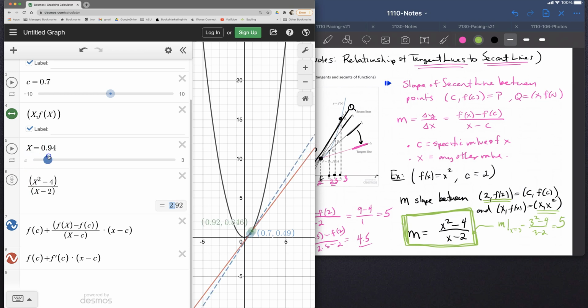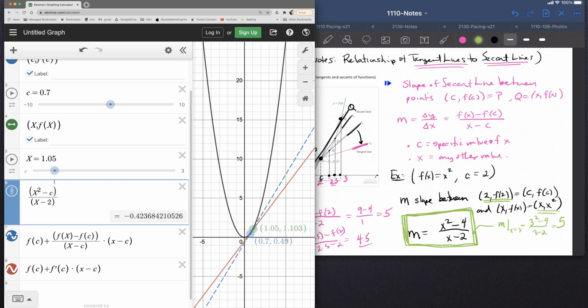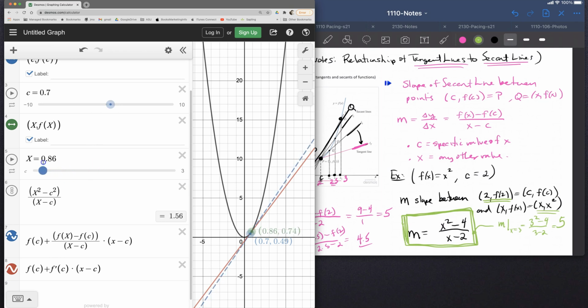Technically, if I want to do this for any value of c, I should call this c squared, and then put the value of c here, so that as the c value changes, so too will the slopes of the secant lines.